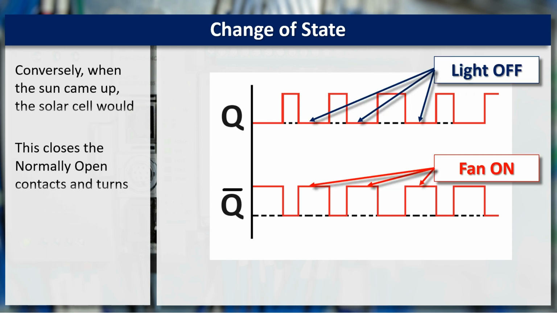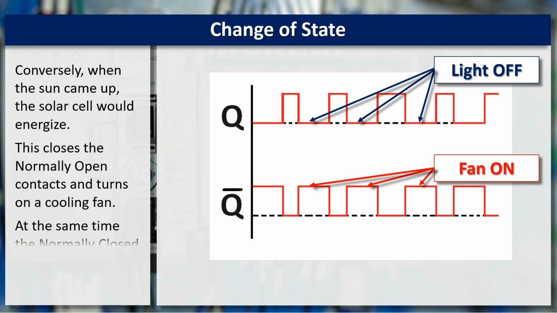Conversely, when the sun came up, the solar cell would energize. This closes the normally open contacts and turns on a cooling fan. At the same time, the normally closed contacts open, turning off the light.